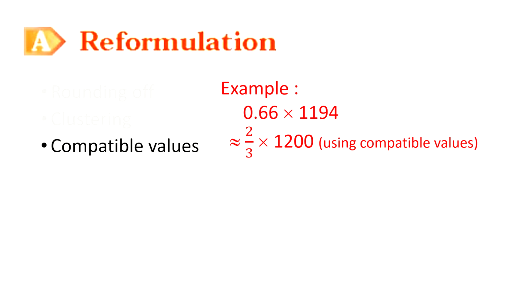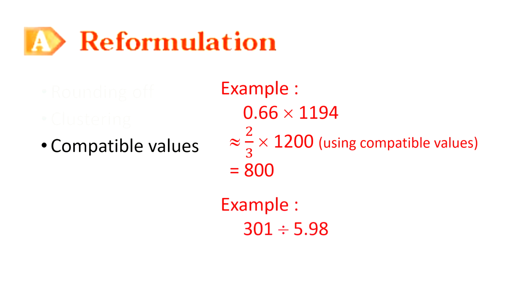And 1194, which is very close to 1200, and we would like to choose 1200 as the compatible number because it is compatible with the denominator 3. And we can get the answer easily by using compatible values in this case.